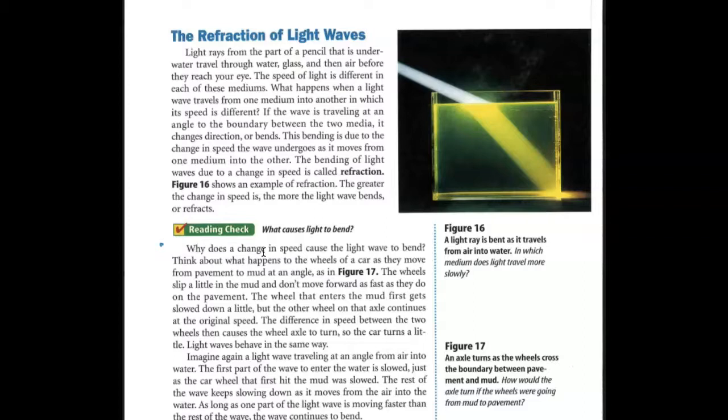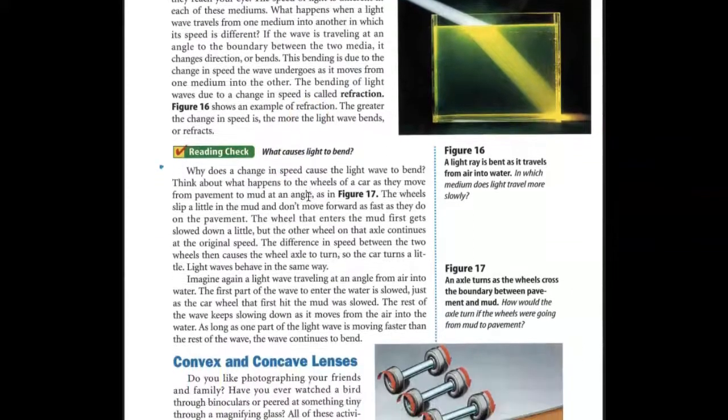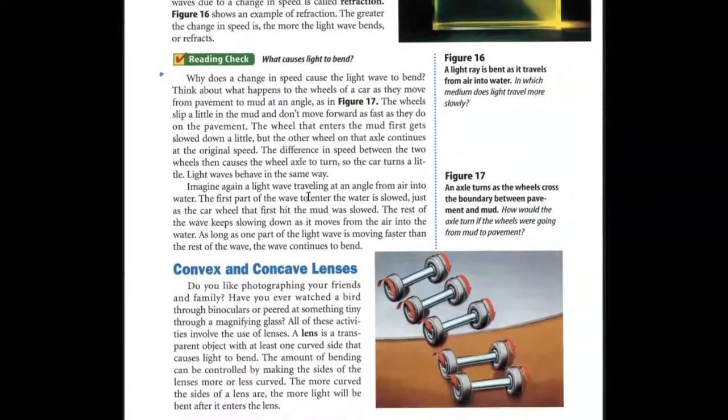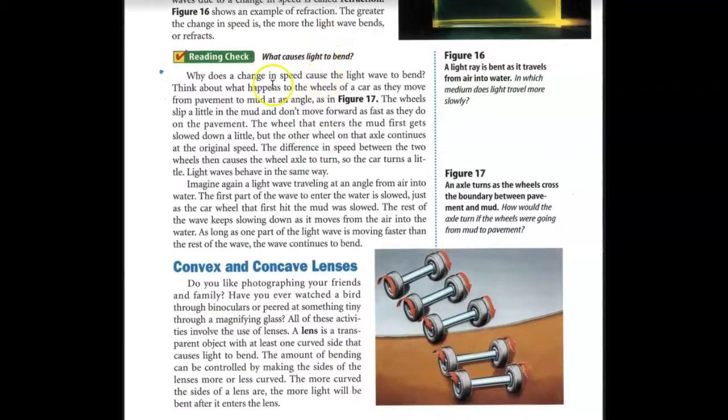The bending of light waves due to the change of speed is called refraction. Figure 16 shows an example of refraction. The greater the change in speed is, the more the light wave bends, or refracts. Why does a change in speed cause the light wave to bend?